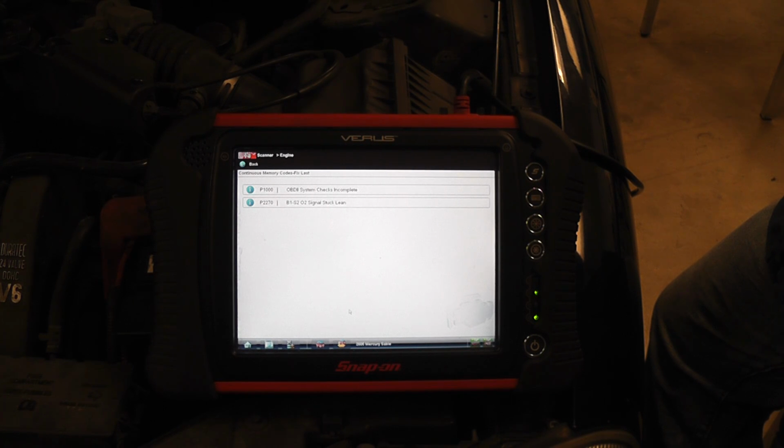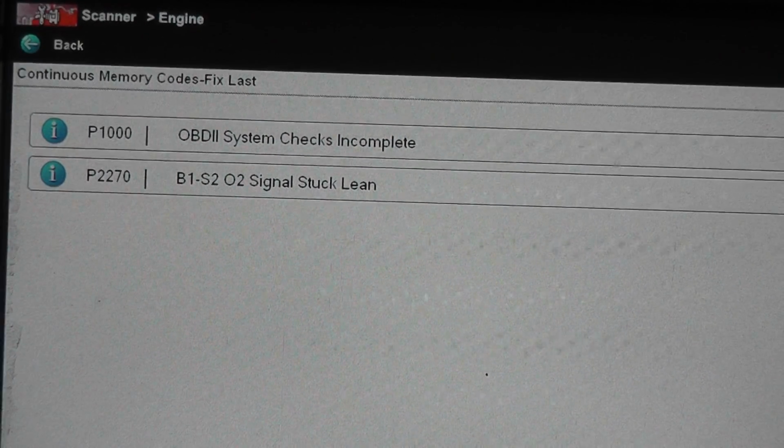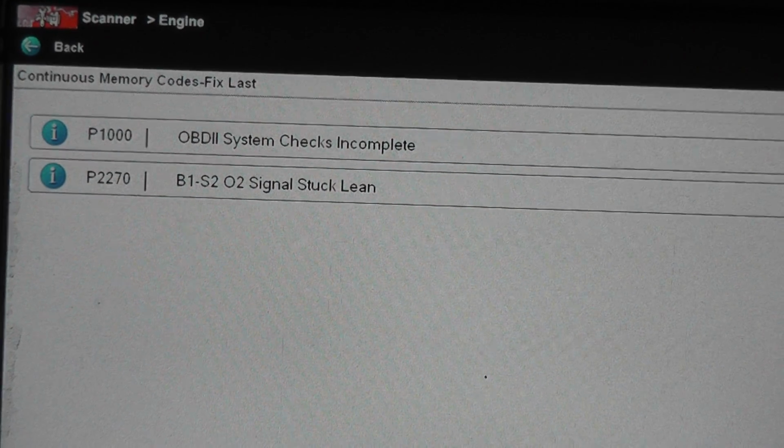2005 Mercury Sable with a 3.0 engine. What we're going to do is address the Bank 1 Sensor 2 O2 trouble code.